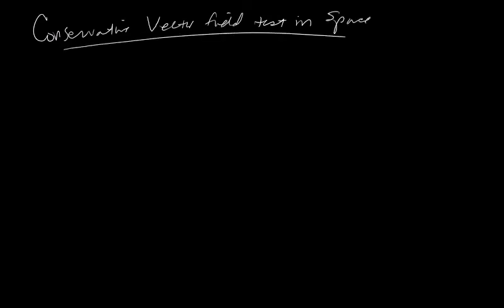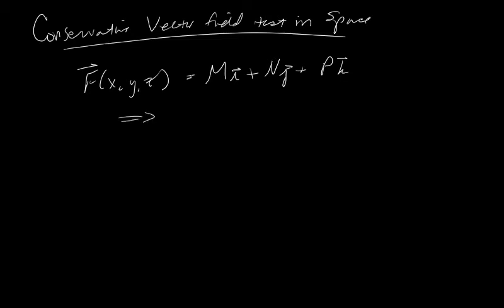Okay, so now we have our f, which is f of x, y, z, equal to m in the i direction plus n in the j direction plus p in the k direction, right? So three-dimensional. It is conservative if and only if the partials with respect to one another match up. So the partial of p with respect to y is equal to the partial of n with respect to z, right? So that's going to give us our mixed partials containing y and z. Those are going to match.